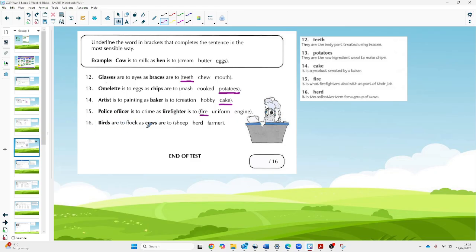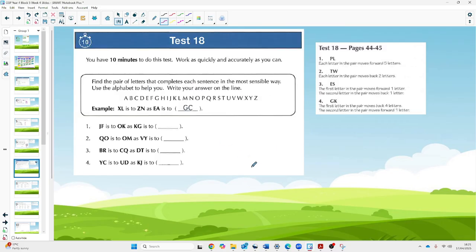16, birds are to flock, as cows are to. Now, flock is a collective noun. It's worth learning your collective nouns for different animals. Birds are to a flock, as cows, what's a group of cows called? It's a herd. Well done if you managed to get the majority of those questions right, or if not all of them. Do put your mark, of course, in the box at the end. There's also a progress grid at the back of your book where you can record your scores and see how you're getting on. Right, moving on now to test 18.